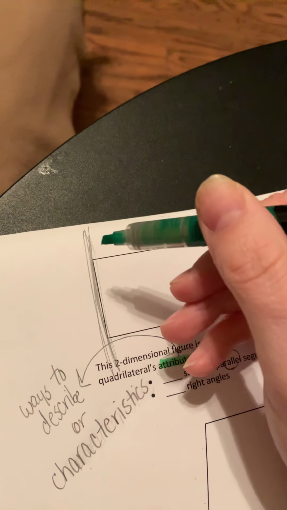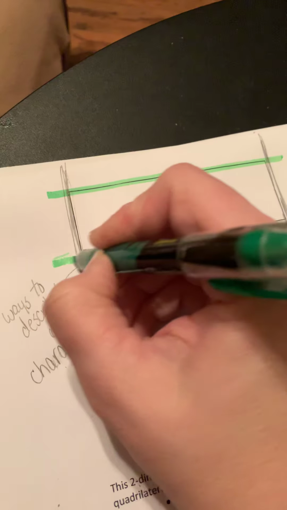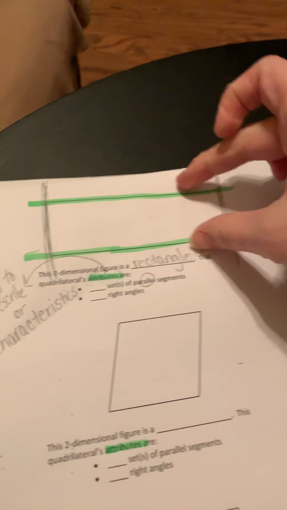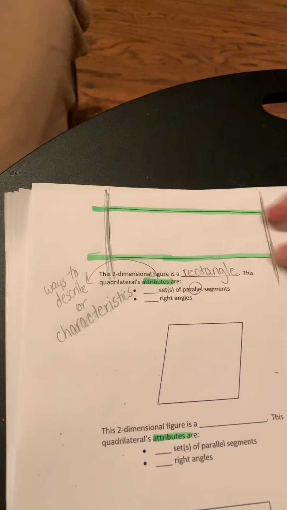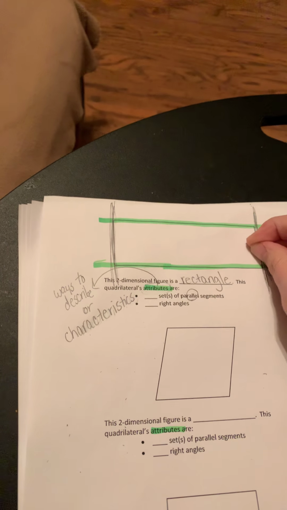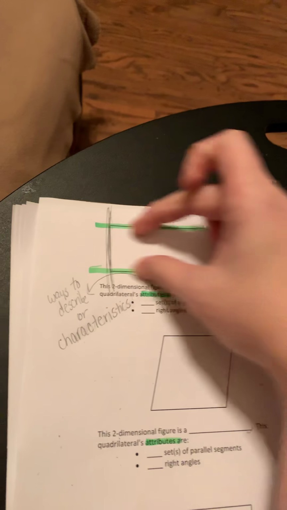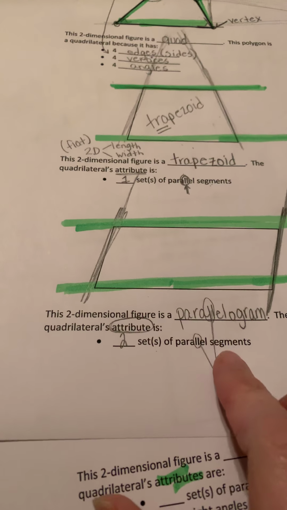All right, let's extend with our highlighter the other two. And extend them out. Okay, so if they run side by side, are they parallel? All right, so if you're parallel, what can we call this guy? Or how many sets? 1, 2. One pair of shoes, that's one set. Another pair of shoes, another set. So this has 2 sets. And if you look back at your notes, if you have 2 sets of parallel segments, you're a parallelogram.